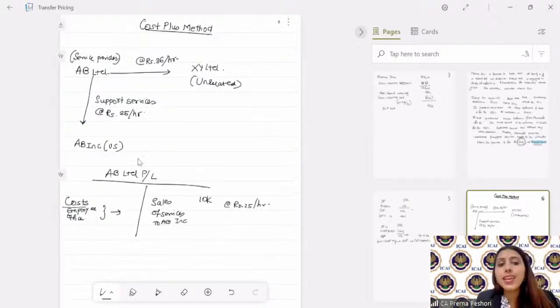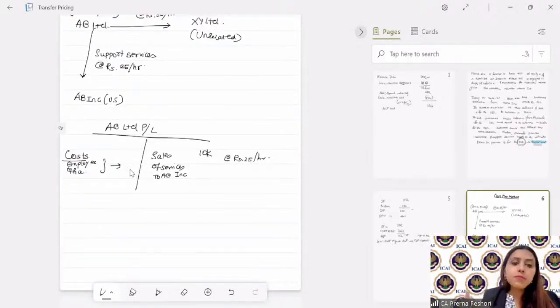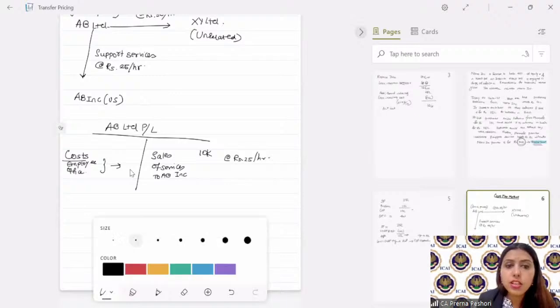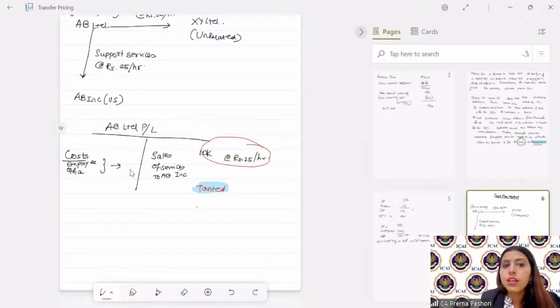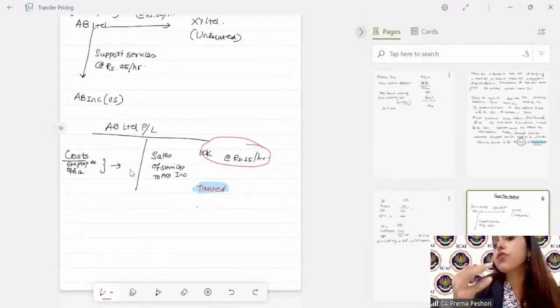Now in this case, if you understand, the tainted transaction here is the sales, right? The tainted transaction is my sale, isn't it? Because I am providing the services to my related party. So that is my tainted transaction, right?